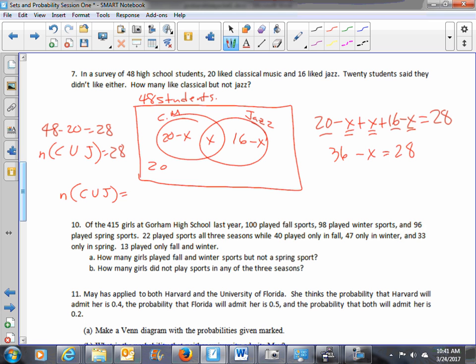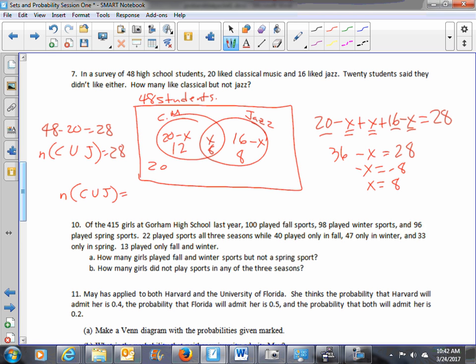Probably the easiest way to solve this is to just subtract 36 from both sides. We get negative 2X equals, I think, negative 8. So X equals 4.